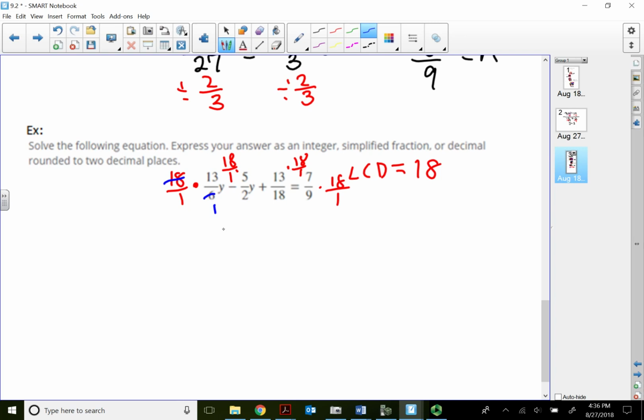6 and 18 reduce into 1 and 3. So 3 times 13y gives me 39y. No more denominator because it got canceled out. Second term, minus. 2 and 18 reduce into 1 and 9. So 9 times 5y, 45y. Plus, top 18, bottom 18 canceled out. Only thing left is my positive 13.